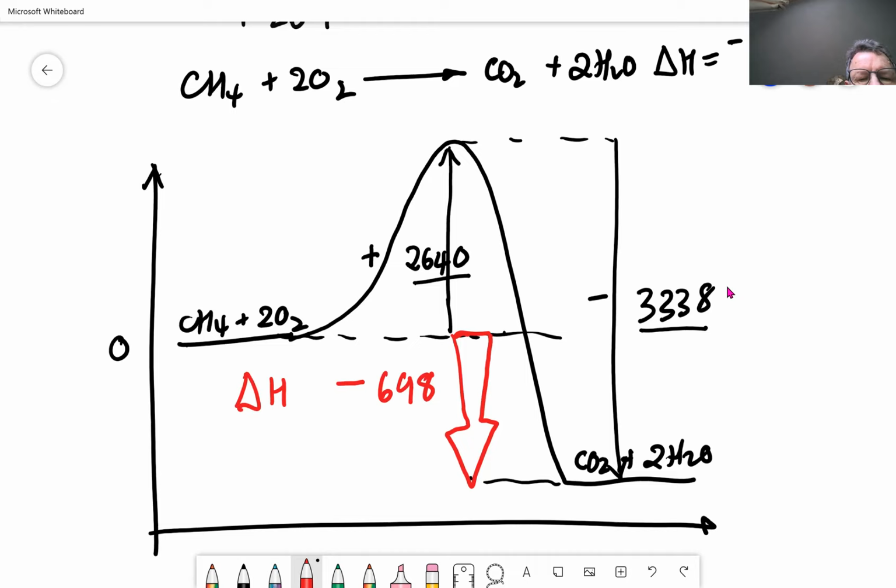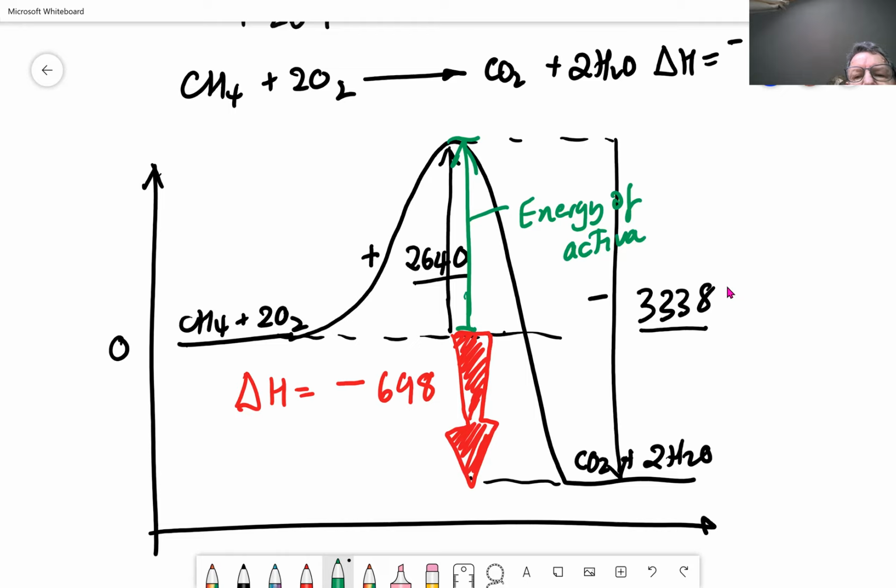And we have names for these different bits. So this here is the delta H for the reaction. This is the delta H, the change in enthalpy or the change in energy for the reaction. But there's one other that you need to know, and that is what we call the energy of activation. Now, if you have some methane in a stove and you switch on the methane, you need to light it with a match. The match is supplying this energy of activation. Okay? That is what energy of activation is.